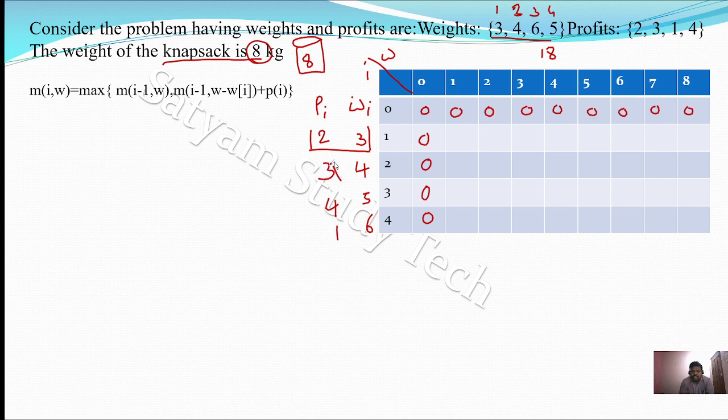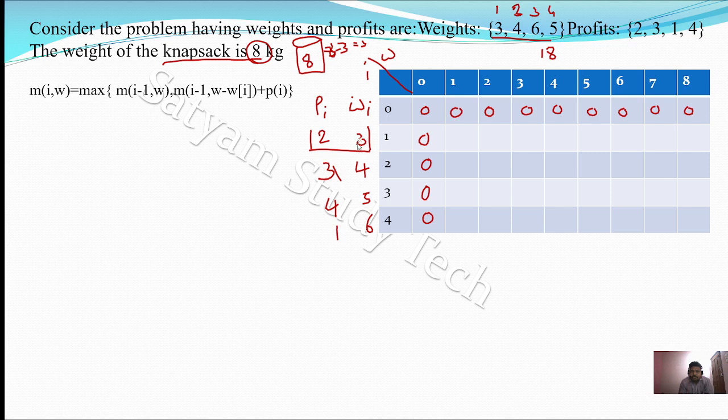Now you can see here the object weight is 3. Here the bag capacity is 1, here the bag capacity is 2. So you cannot put this object here. If you can put this object into the bag, the remaining capacity is 8 minus 3, that is 5, the remaining capacity. Like that.